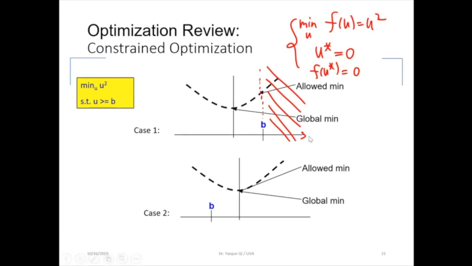So this means what? In the first case, I can't even reach 0 at all because b is larger than 0. So for the second case, I can search all the regions that are larger than or equivalent to b, which is all the regions, actually including the global minimal point without a constraint. So very easy. For the first case, my U star is what?